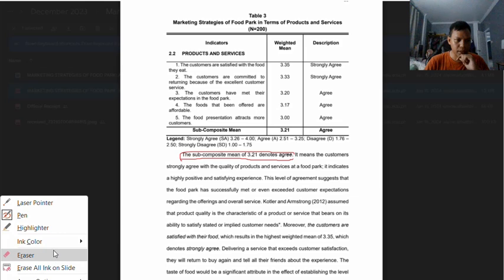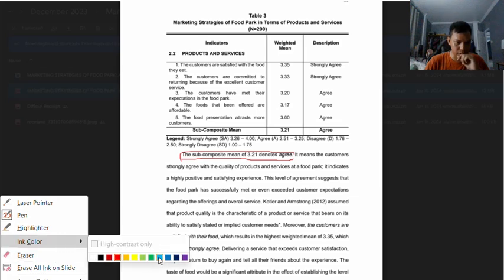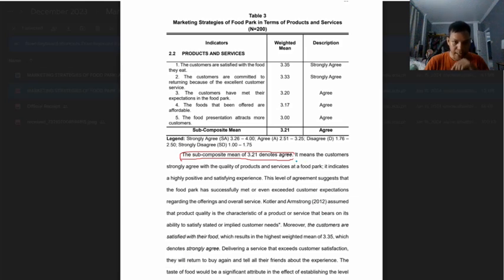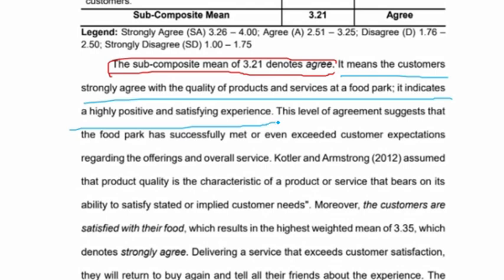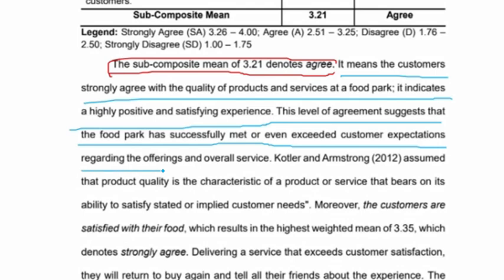So we'll just use another color here. I will use blue, sky blue. It means that the customers strongly agree with the quality of products and services at the food park. It indicates a highly positive and satisfying experience. This level of agreement suggests that the food park has successfully met or even exceeded customer expectations regarding the offerings and overall service.